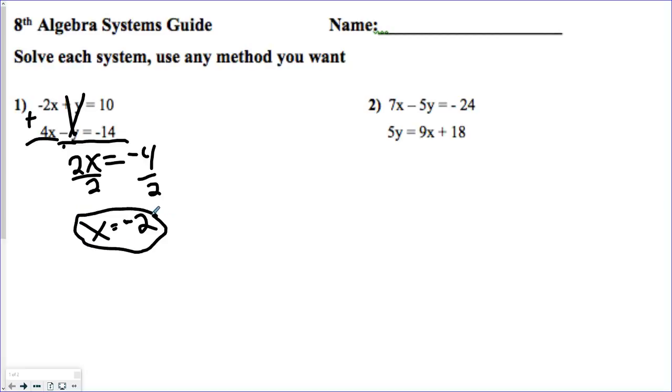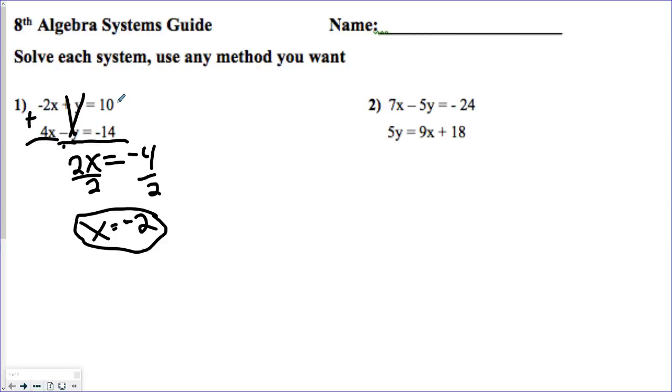So remember, your answer should be a point. It's a point on the graph. So a point needs to have an x-coordinate and a y-coordinate. And I just found my x-coordinate. Now I need to find my y-coordinate. So what you do is, once you have one of your numbers, whether it be x or y, once you have one of the variables solved for, you're going to take that answer and plug it into one of the two equations up top and solve for the missing variable there that way.